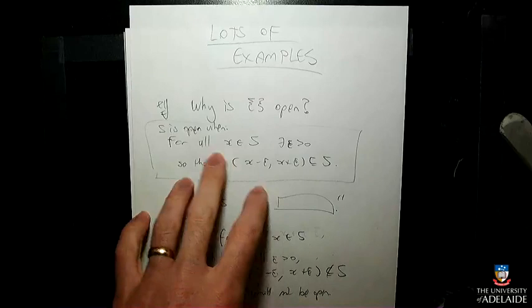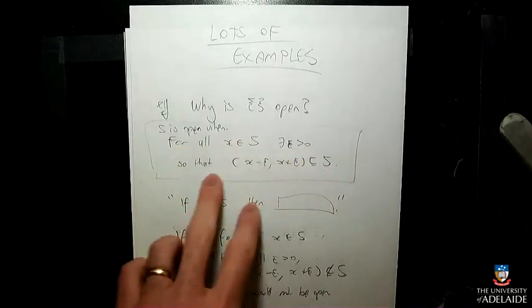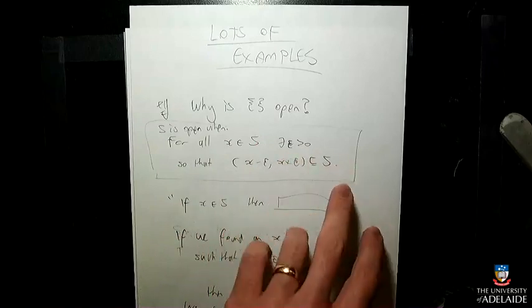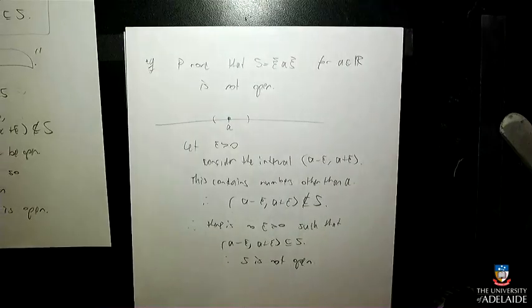So to be closed, for all the points outside S, there is an epsilon greater than 0 such that the interval is completely outside S. Because you're talking about the outside, the complement, being the set that's open. Okay. Sweet.